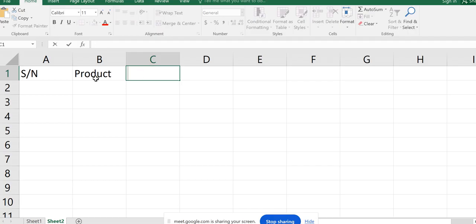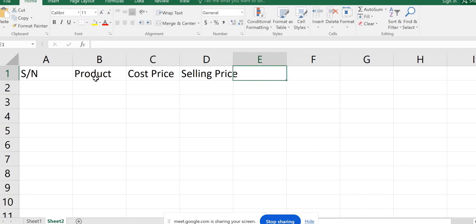Actually, first we have cost price, and after that, the next column we have selling price, and probably the last one, let's use profits. Let's not use profit, just use profits. Or let's just put balance here. Balance. So we've inserted this.